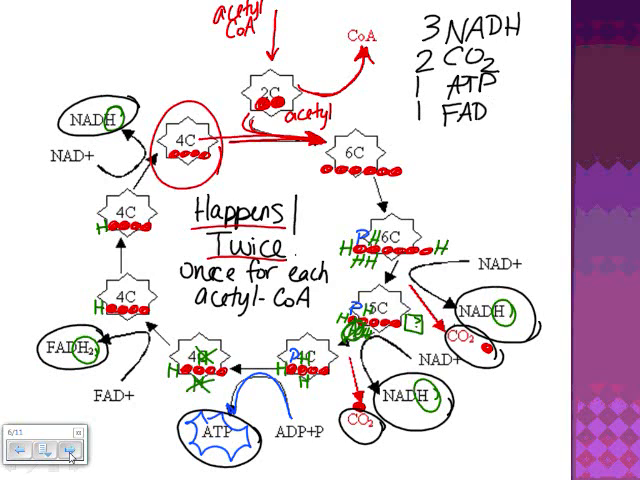But, like I said, it happens twice. So we multiply this whole thing out by 2. And what we really actually have are 6 NADH, 4 CO2, 2 ATP, and 2 FADH2s are what's coming out of the Krebs cycle.